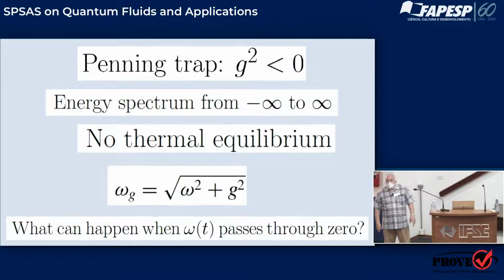But in this case, we have in the plane a parabolic potential, but with negative sign, which means that this G squared is negative. And then the problem is that the energy spectrum is from minus infinity to plus infinity. Then there is no equilibrium state. So probably the other states which we found, the two-parameter states, will enter the game, but how, I do not know.